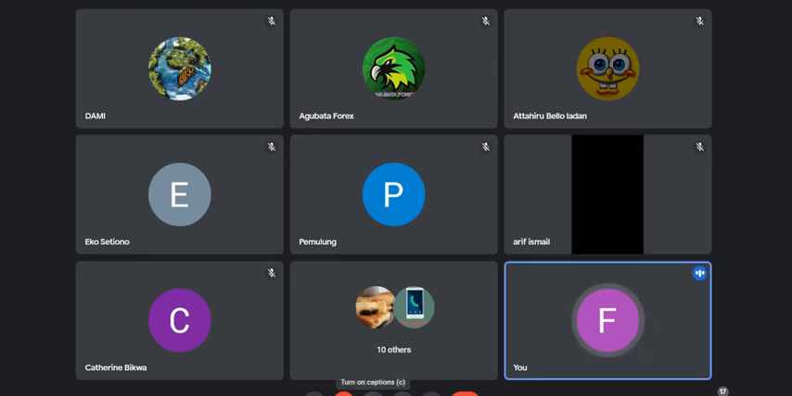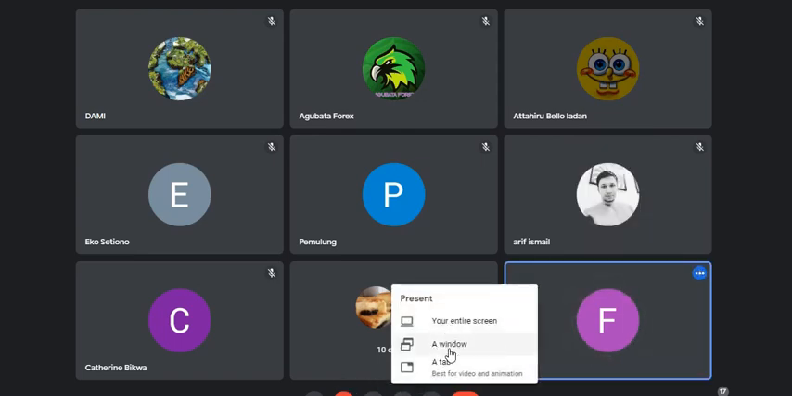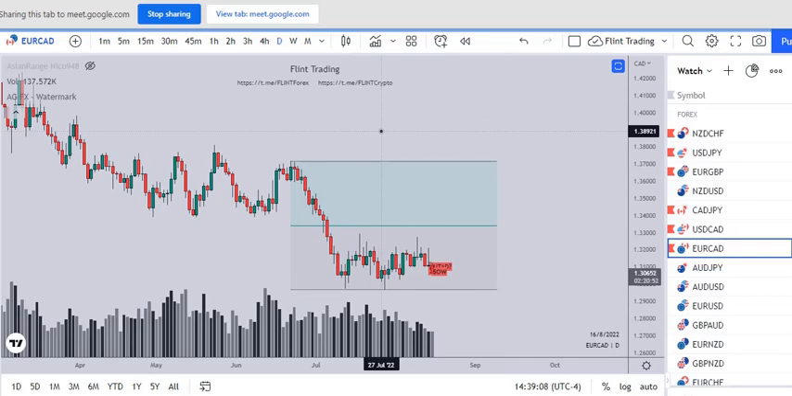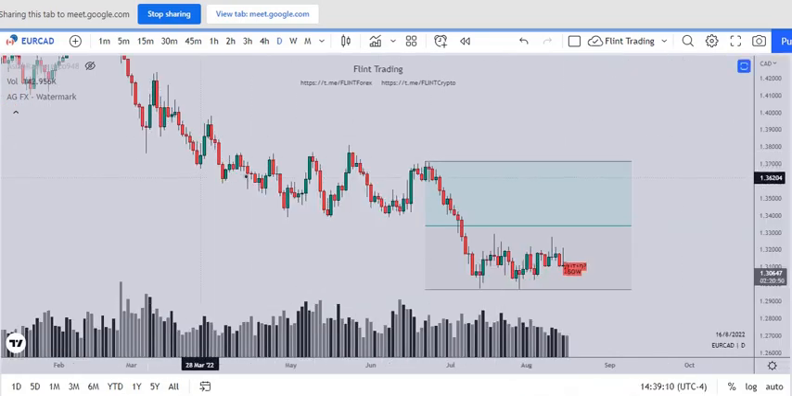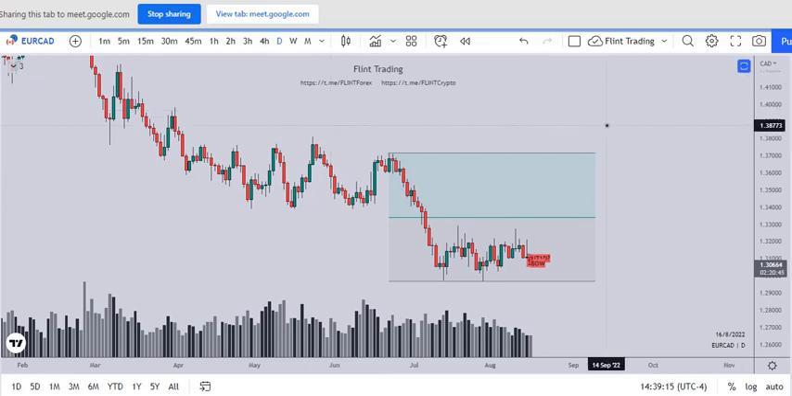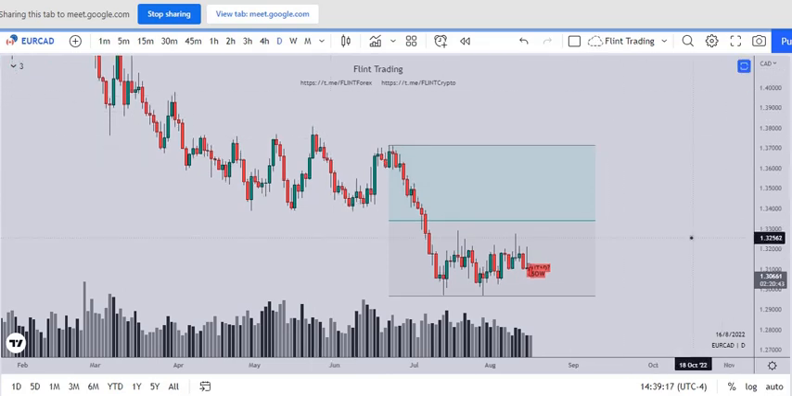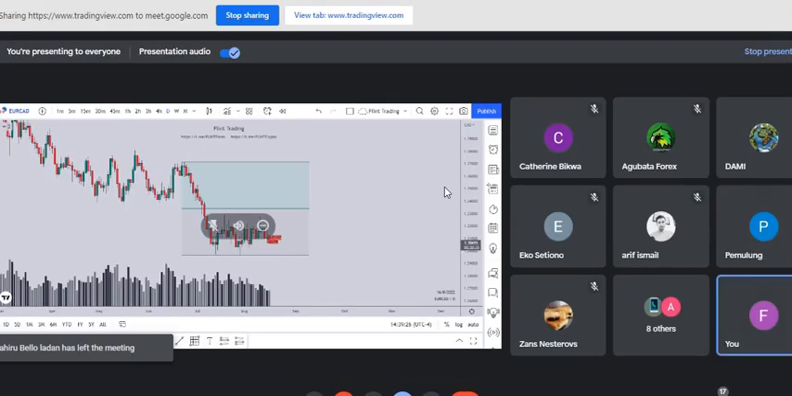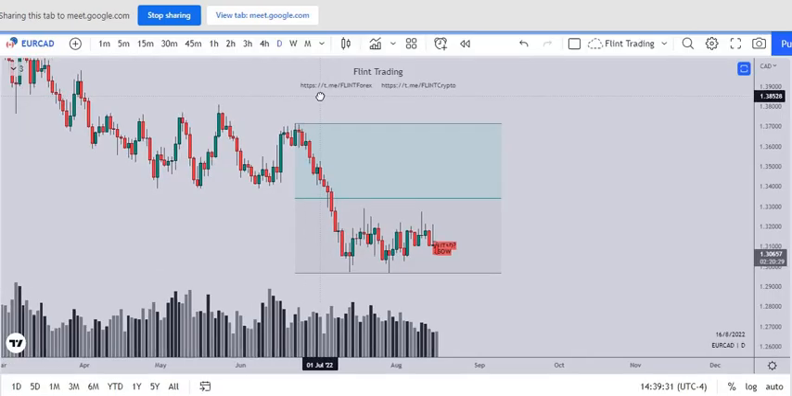Okay, so here it is. Can anyone tell me if you can see my screen? Can anybody tell me if you can see the screen so I can continue?